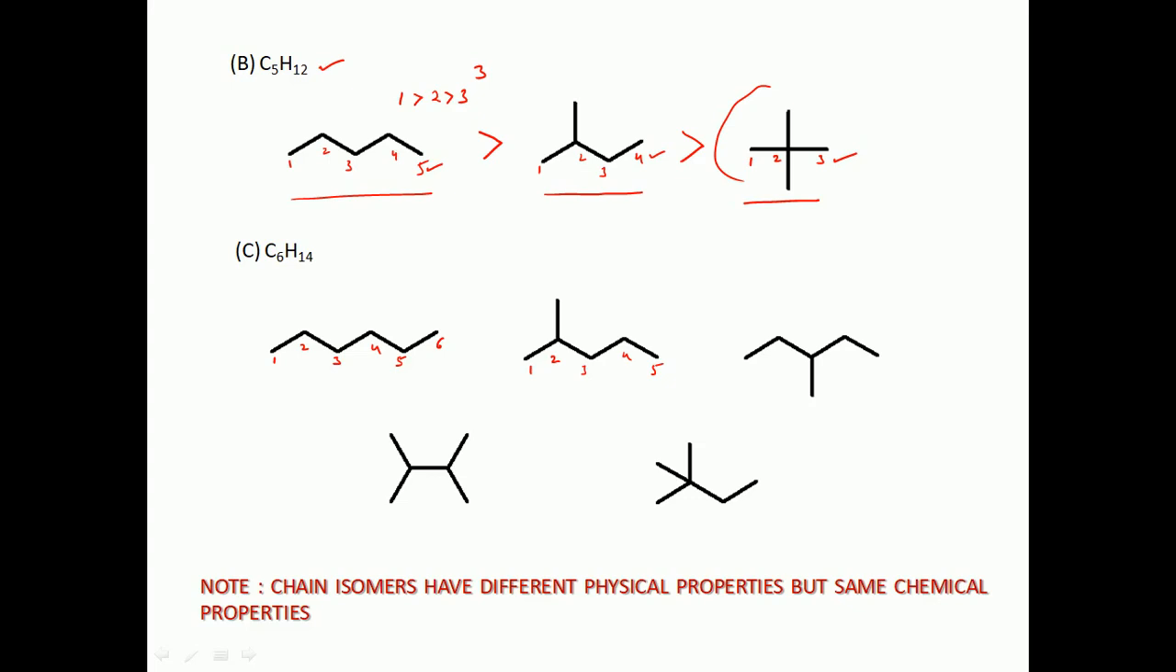Okay, next, the chain isomers have different physical properties but same chemical properties. Just now I have said. So what about the physical properties? Their boiling point will be different, but their chemical properties and the chemical reactions are almost same. Why are the boiling points different? Because there is a change in the surface area.